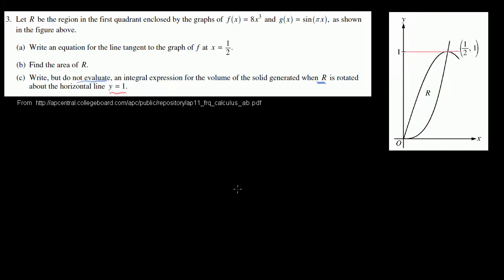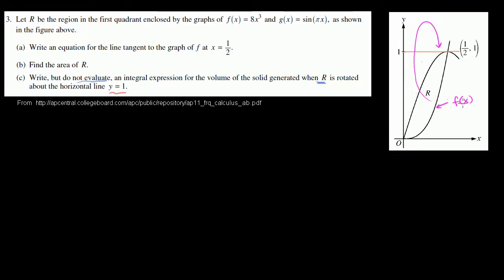So the way I'd like to think about it, let's think about what the volume would be if I were to just take the bottom function, f of x, and rotate it around y is equal to 1. What would the volume of that be? And then I'm going to subtract from that the volume if I were to take the top function, g of x, and rotate it around.